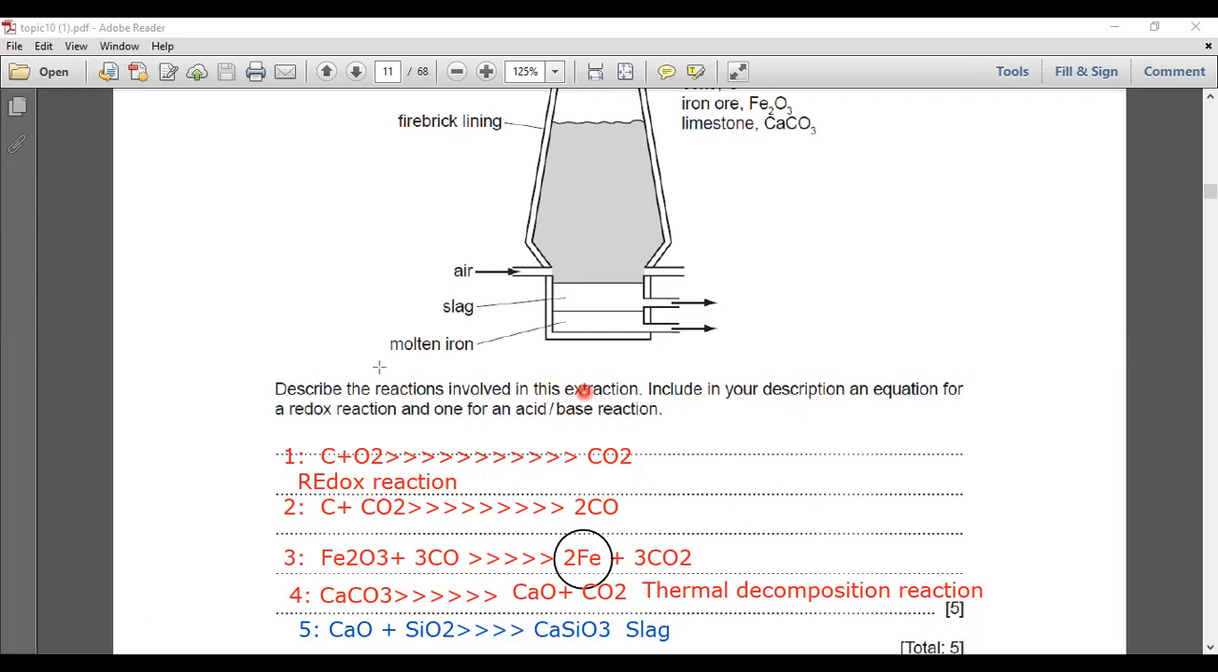He said in the question, in your description, an equation for a redox reaction, I said the first equation is a redox reaction, that's one, and one for an acid-base reaction. So the last equation about acid-base reaction: CaO, this is basic, SiO2, this is acidic, to form CaSiO3. Got it? So these are the chemical equations for extraction of iron from its ore.